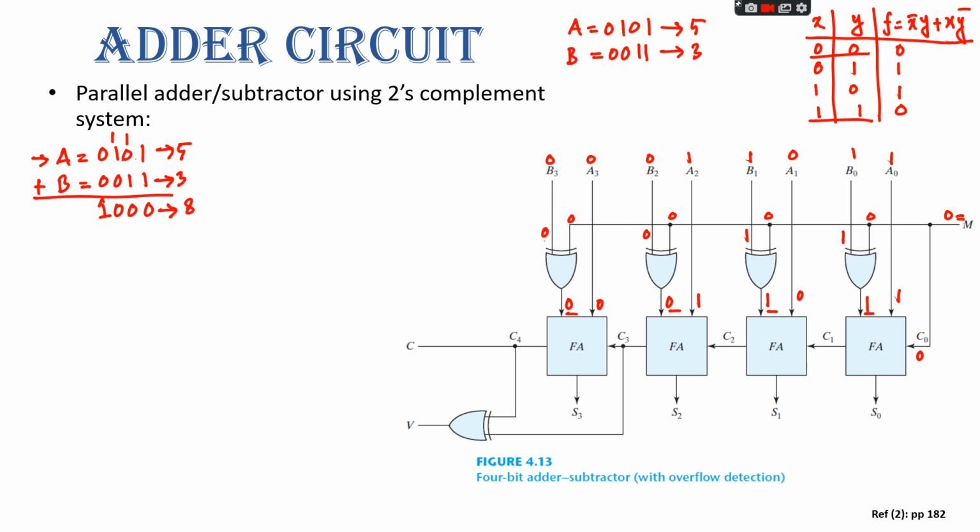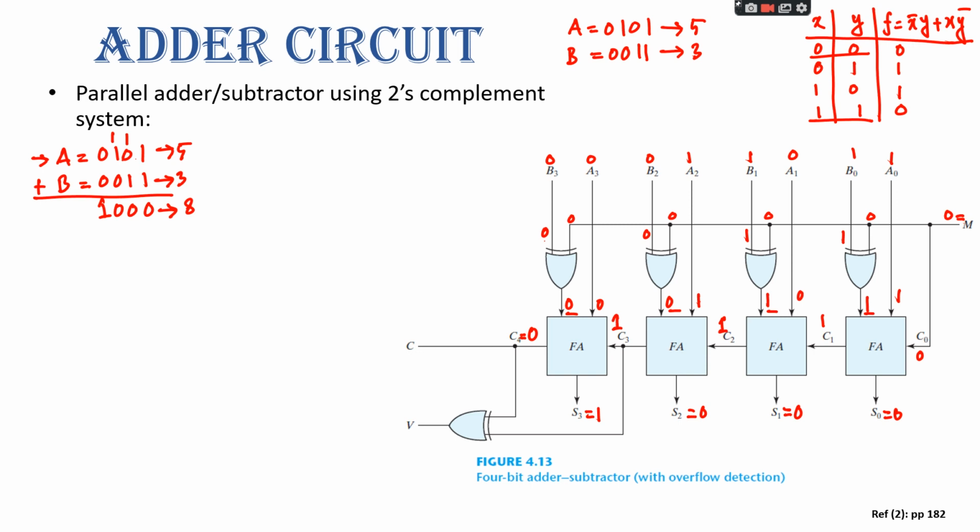So then what would be my outcome? For this first order, 1 plus 1 gives you sum 0 and carry 1, right? So this sum would be 0 and carry would be 1. Again, 1 plus 1 gives you sum 0 and this carry would be 1. Again, 0 plus 1 gives you 1, 1 plus 1 gives you sum 0 and carry 1. And then 0 plus 1 gives you sum 1 and carry 0.